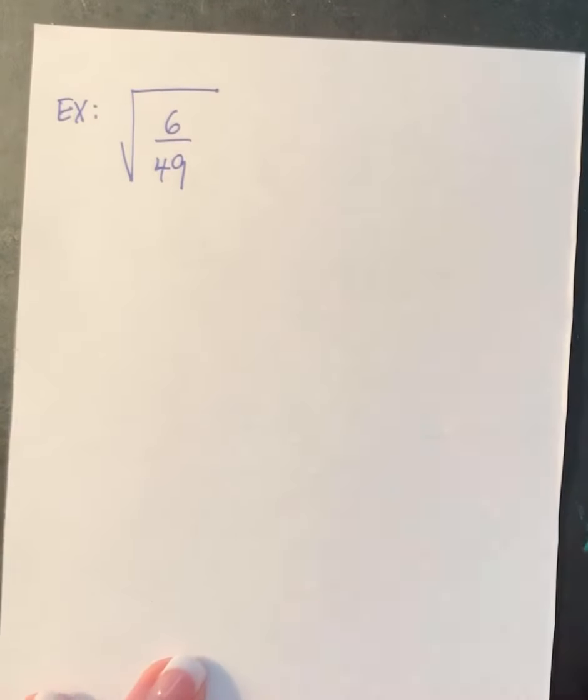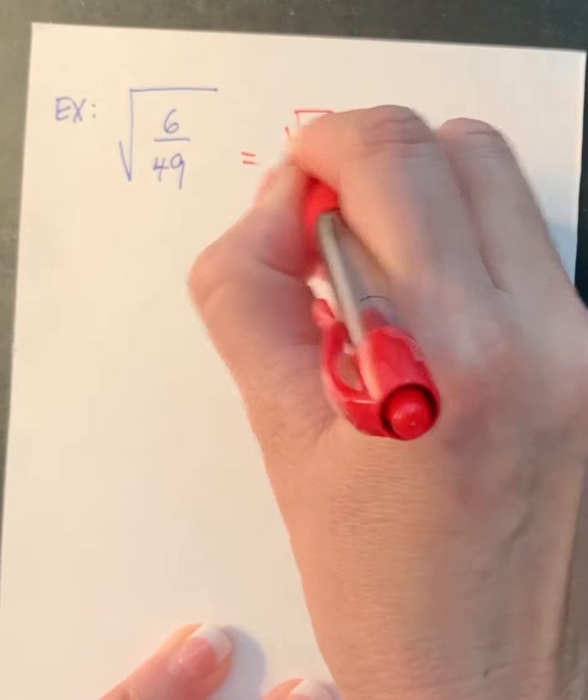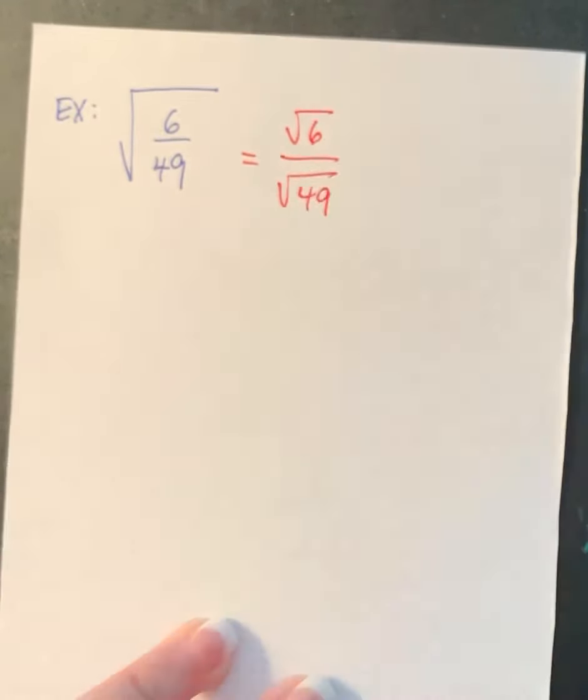Okay, and let's look at one more. The square root of 6/49. If we break this one up and say the square root of 6 divided by the square root of 49, it's a good first step.